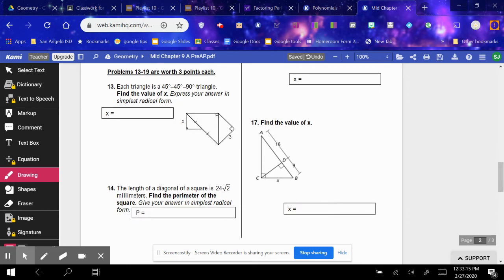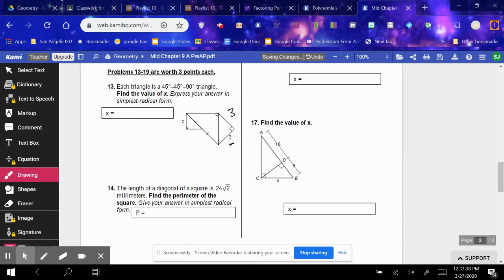All right, number 13. Each triangle is a 45, 45, 90 triangle. We're going to find the value of x and express our answer in simplest radical form. Okay, so we're starting with this 3 that they give us. 3 is the side length, so this is a 45, 45, 90 triangle. That means this side is 3.